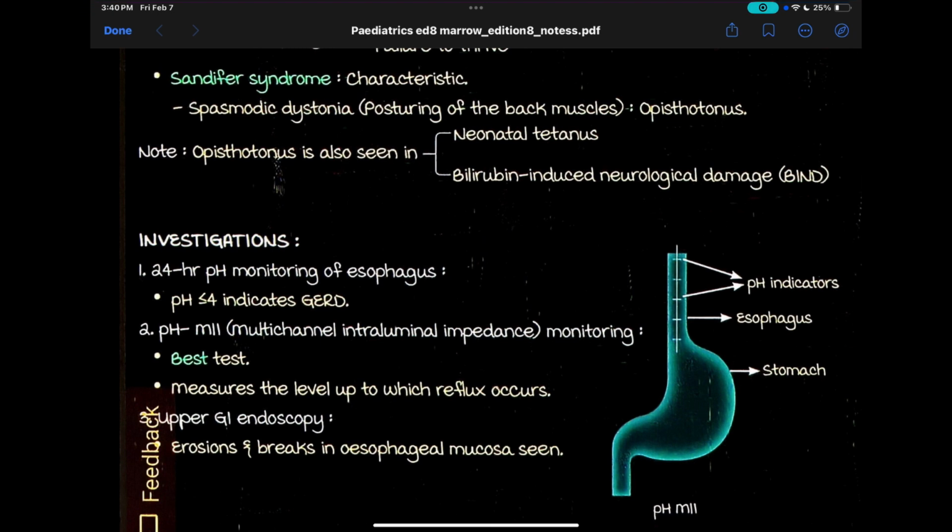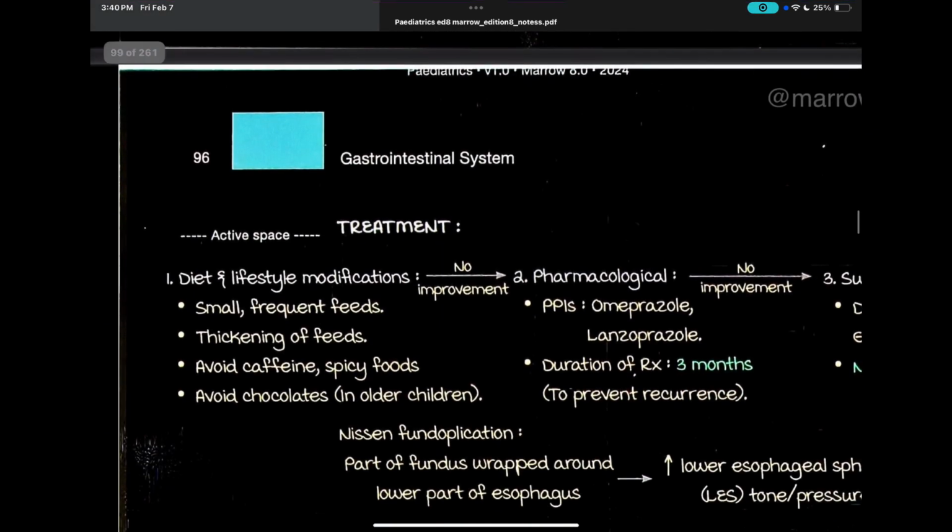Bed test measures the level up to which reflux occurs. Upper GI endoscopy: erosions and breaks in esophageal mucosa seen. pH indicators: esophagus and stomach.